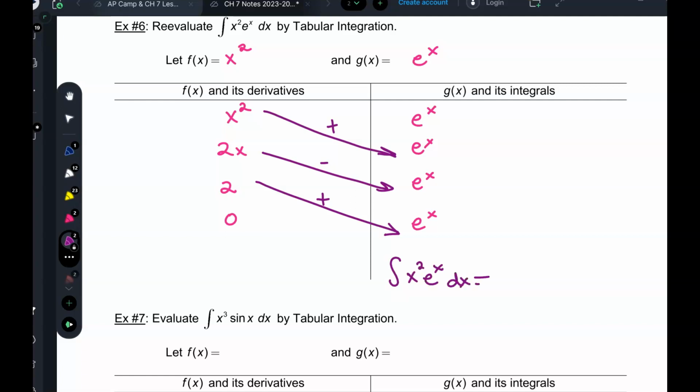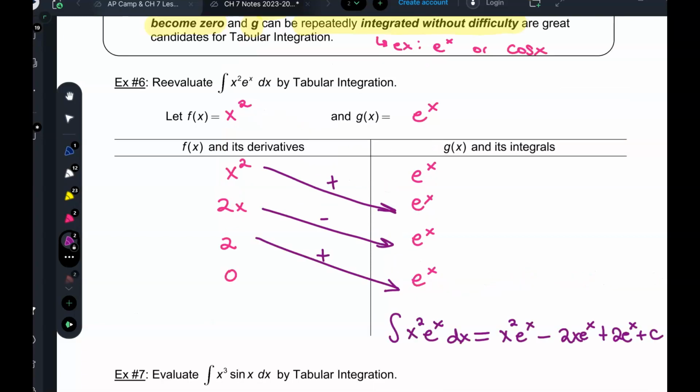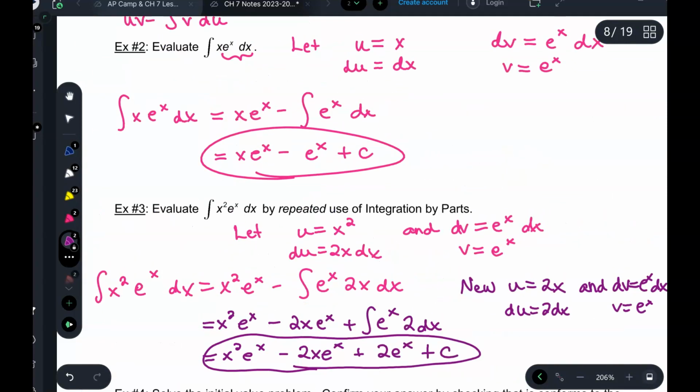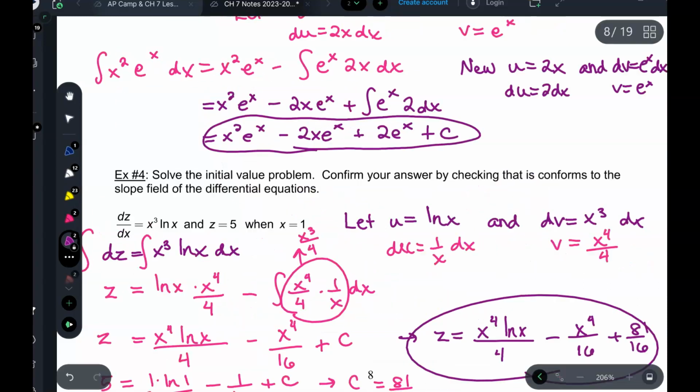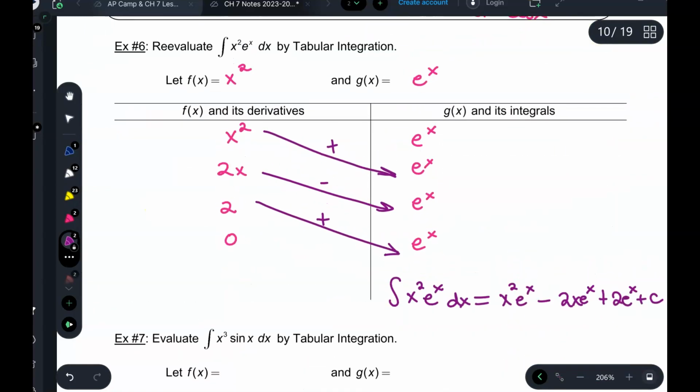So this is equal to x squared times e to the x, minus 2x times e to the x, plus 2 times e to the x, plus c. And that's it. That's the tabular method. Compare that to this one. It's the same exact problem done with the tabular method. That's really cool, right?